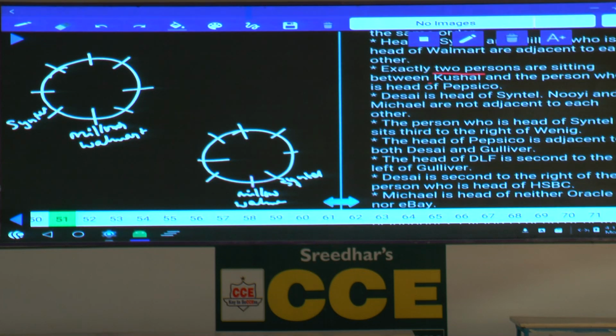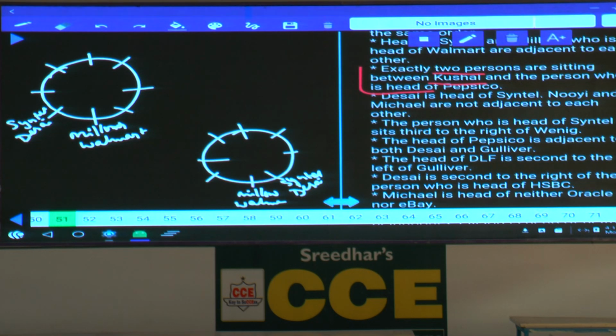Exactly 2 persons are seated between Kushal and the one who is head of PepsiCo. Now Kushal and PepsiCo, how many persons are there? There must be exactly 2 persons. As of now, we cannot represent the data because we will have n number of possibilities. And Desai, who is the head of Sintel. Now who is the head of Sintel here? Desai.